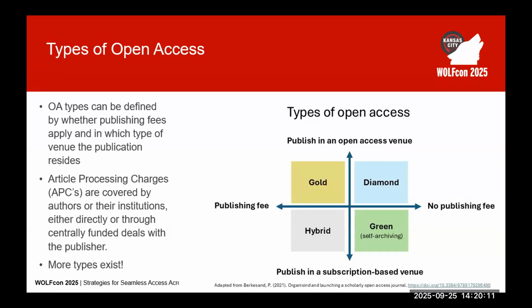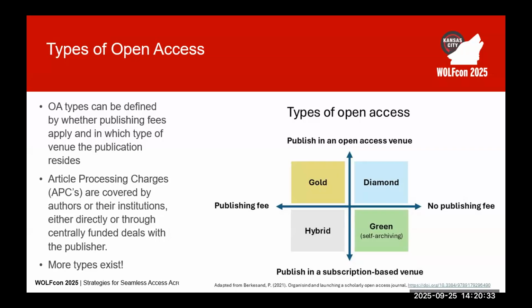Sometimes they have to be covered by the authors directly. Sometimes the institution will cover them either directly or through centrally funded deals with publishers. Sometimes they're covered by membership fees in scholarly societies. There's a whole variety of different ways that those APCs can be covered.